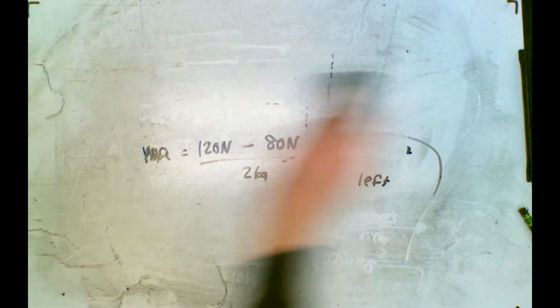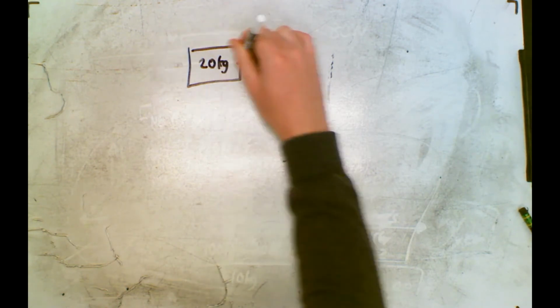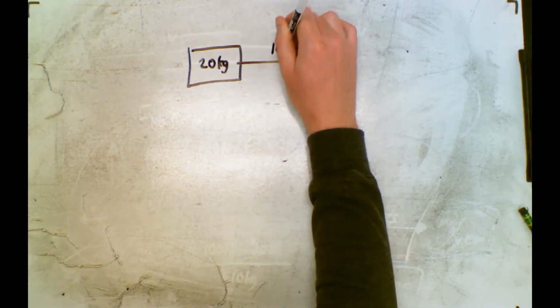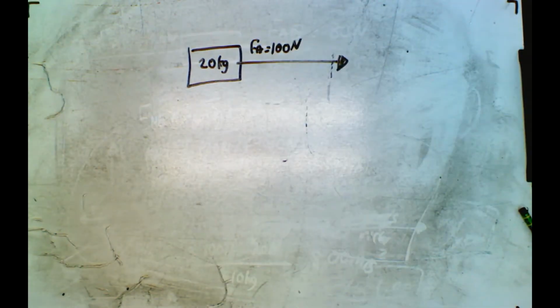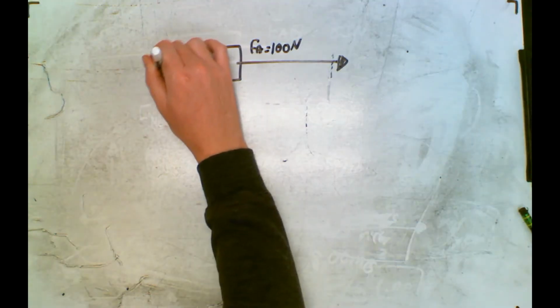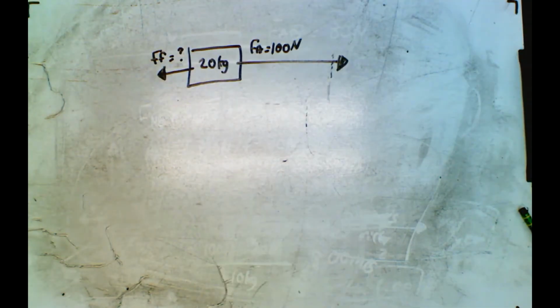So we'll start with our free body diagram. It says we have a 20 kilogram box and we have a 100 newton force that's applied to it. It doesn't give a direction, so I'll just make it to the right. And it says that there's a force of friction, but it doesn't tell us what it is. All it gives us is a coefficient of friction, not a force of friction. And we only draw forces in free body diagrams.